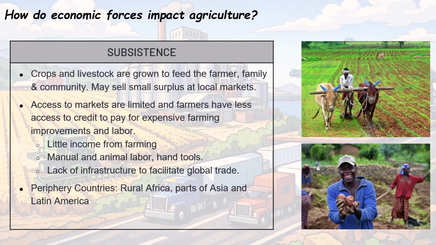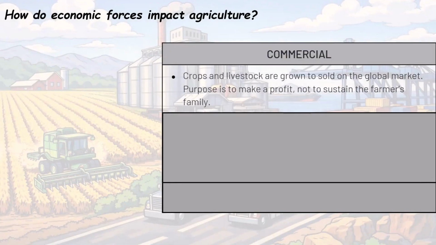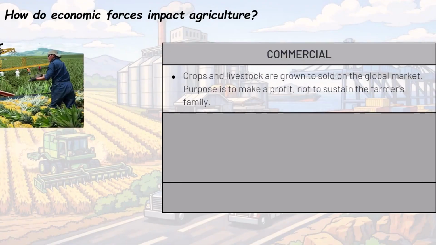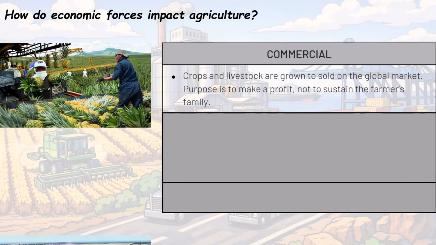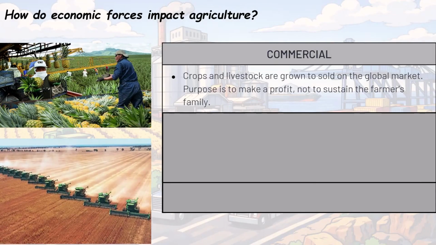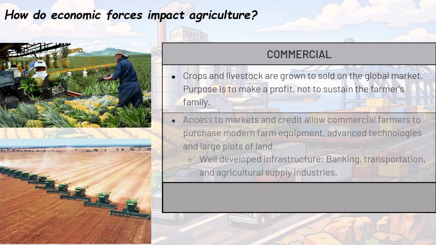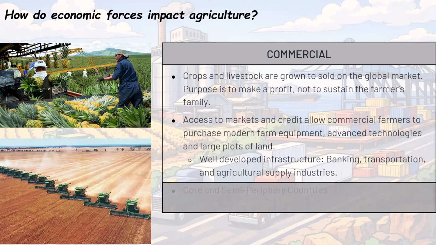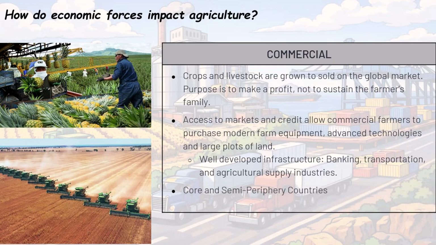And now that we've seen survival mode agriculture, let's flip the script and look at what happens when farming goes full profit mode. Scale check. This is farming in its global boss level era. Commercial agriculture is built to sell on the global market. The goal is profit. Period. Crops and livestock are produced not just to feed one household, but to move through international trade networks and generate revenue.